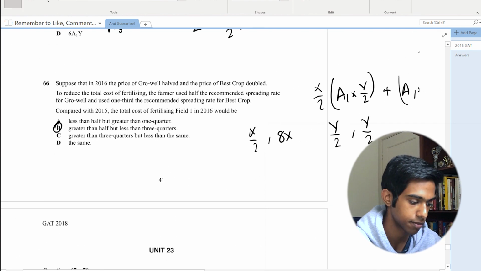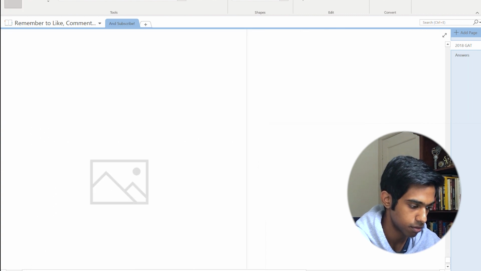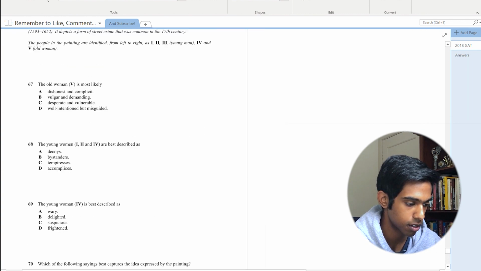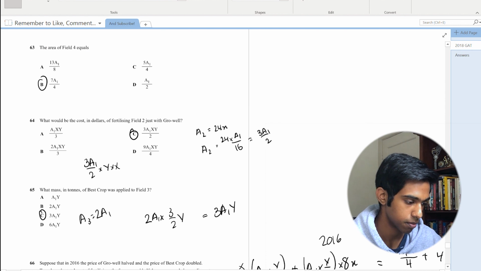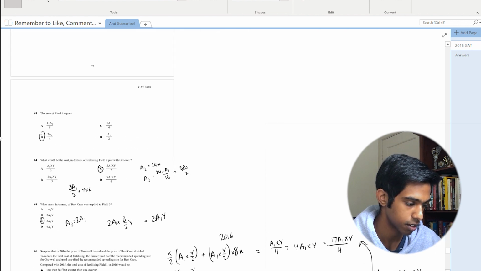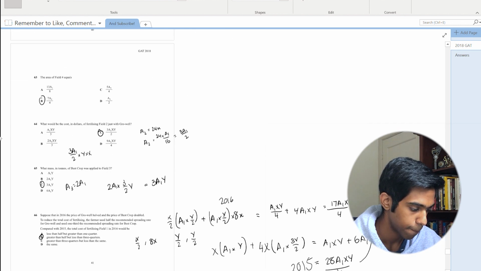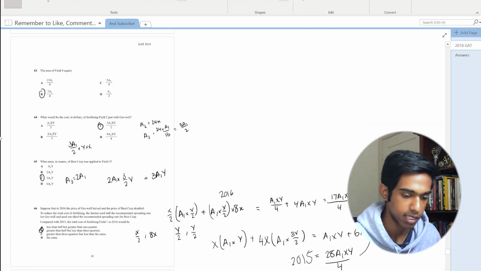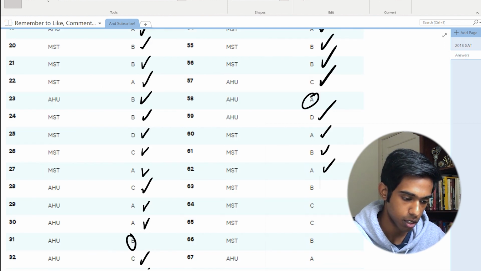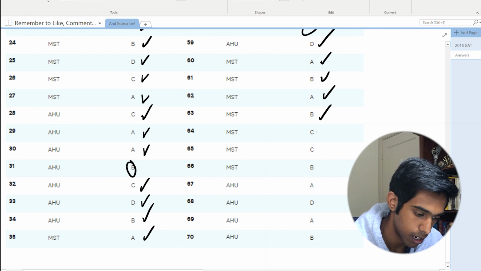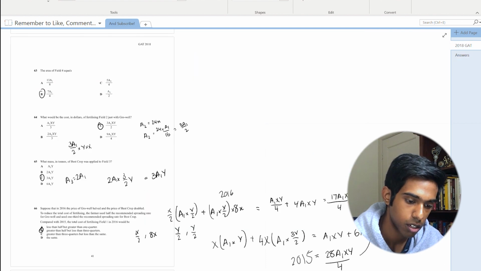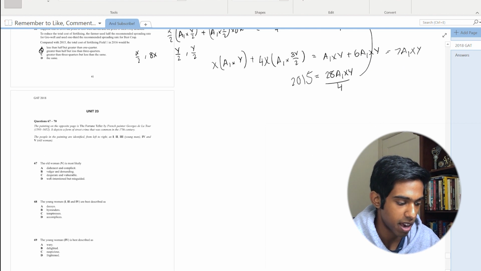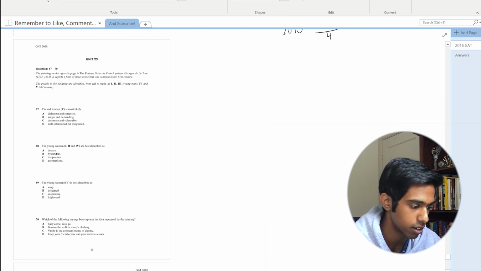So B. Let's have a look at this unit. So we had BCCB. BCCB is right. Great. That's probably the hardest maths one we've had so far.